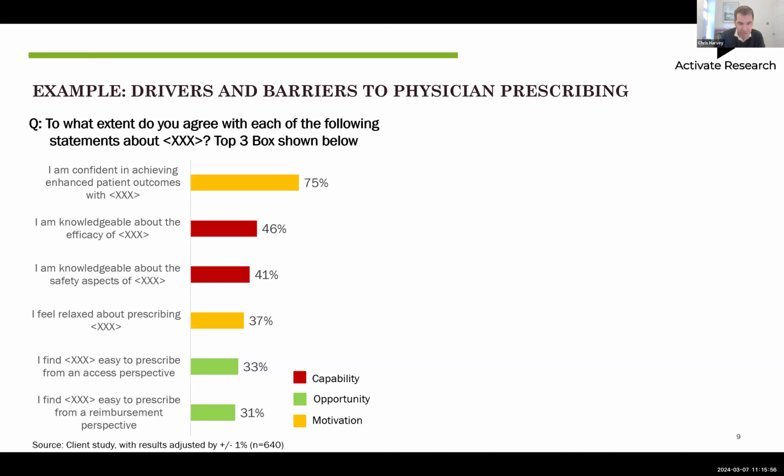In green, we can see under opportunity, we asked about ease of prescribing from both an access and a reimbursement perspective. And under motivation, the two key performance indicators were relaxation in prescribing and confidence that they could achieve enhanced patient outcomes with this particular treatment.